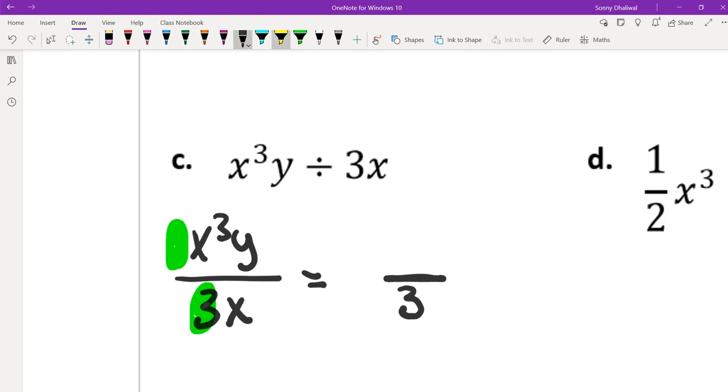Okay. So we have our x and our x. Our x's don't change, the variable. And what is our exponent? 2. 3 minus 1 is 2. The last one, we have a y and nothing on the bottom. So what would we write down? Just a y. It has nothing to combine with, so it just remains as is.